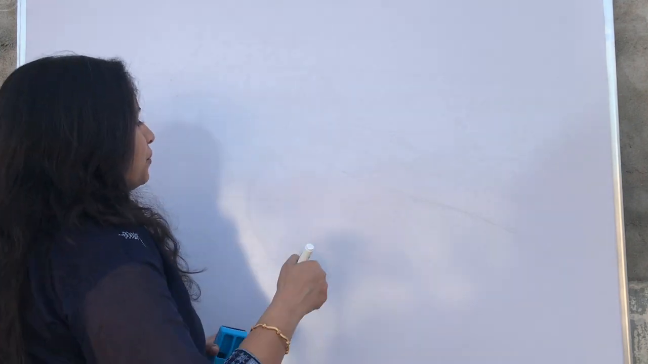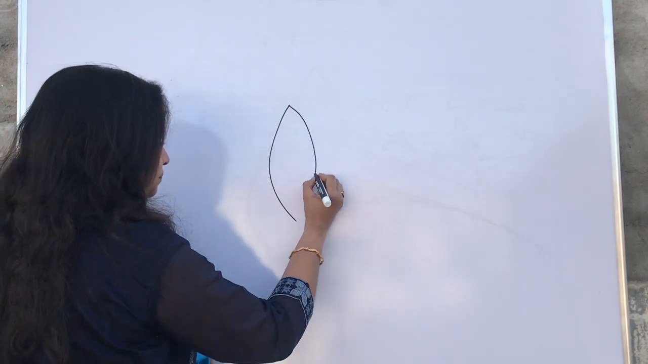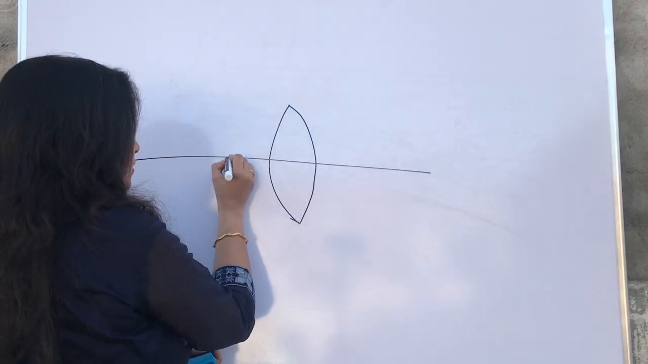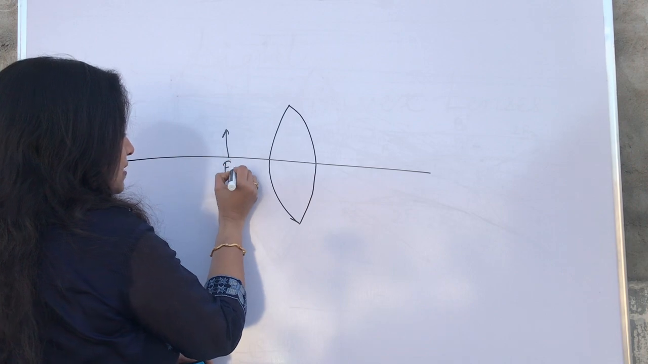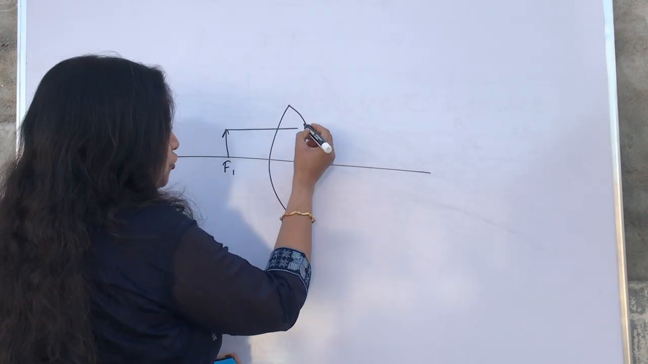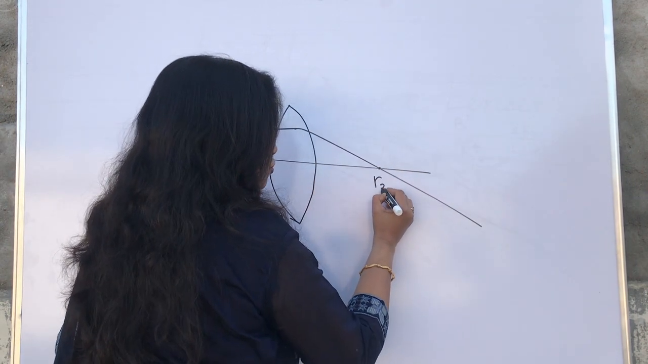Now next we are going to bring the object even closer, and we'll be getting the object at F1. We are placing the object at F1. One of the light rays coming parallel to the principal axis after refraction passes through F2.